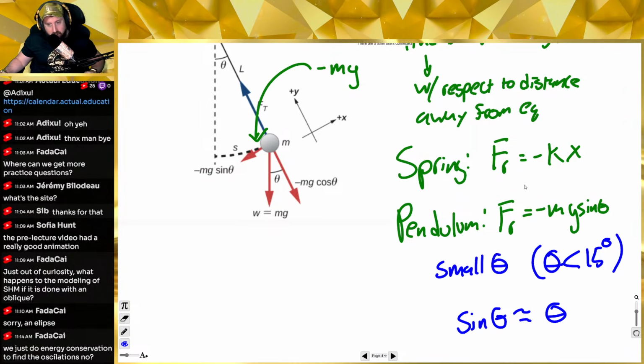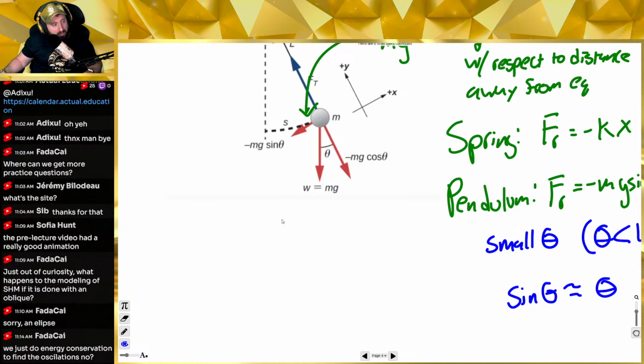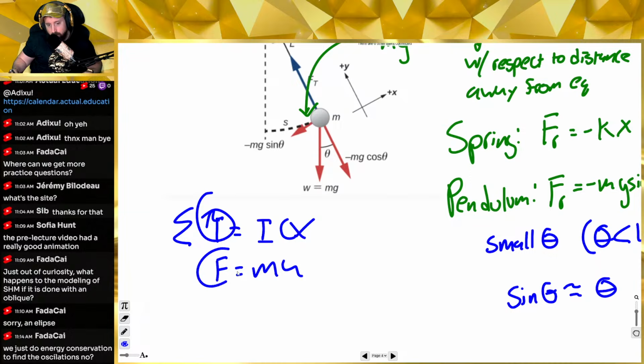But the derivation for how this works: when we did a spring, we did sum of forces is equal to mass times acceleration. In this situation, we're going to do the sum of torques is equal to I alpha, right? So let's remember, again, from mechanics, that if you have the sum of the torques on an object, torques are like the forces that want to rotate things, that has to be equal to I times alpha. This is the analog to F equals ma. Instead of force, it's torque. Instead of mass, it's moment of inertia.